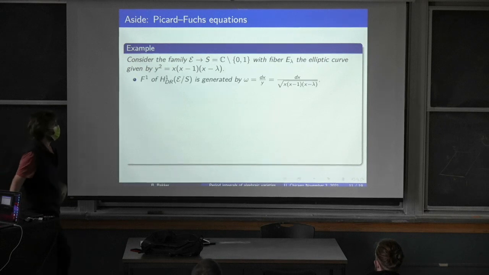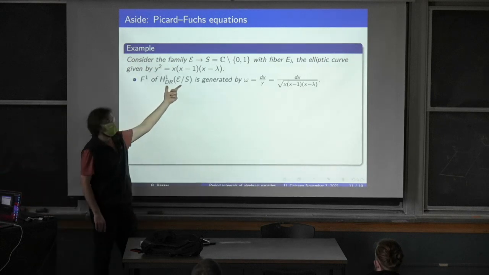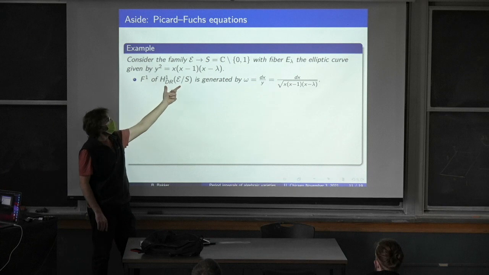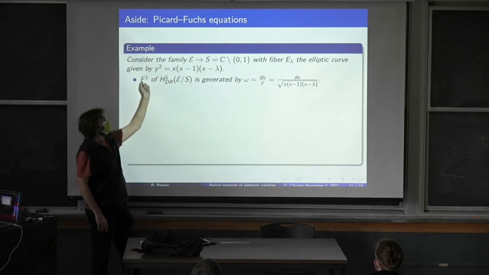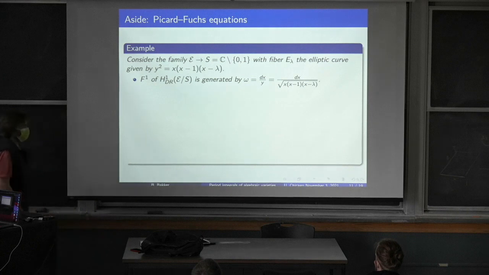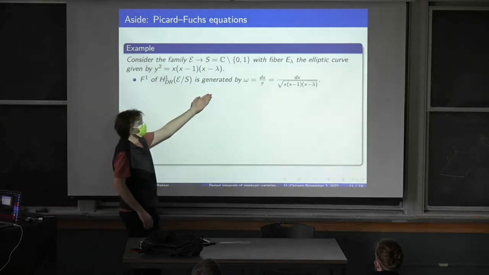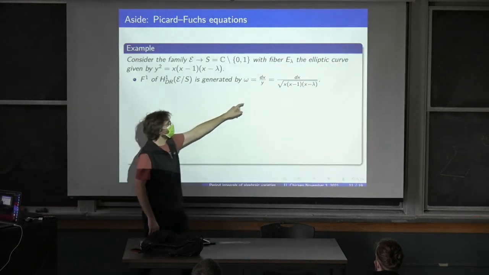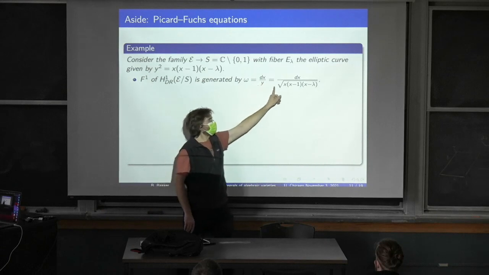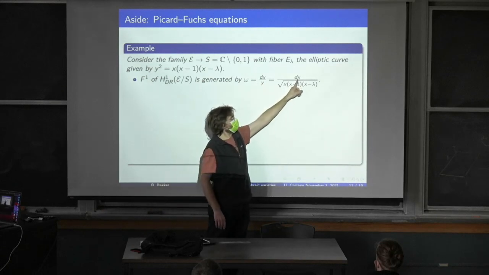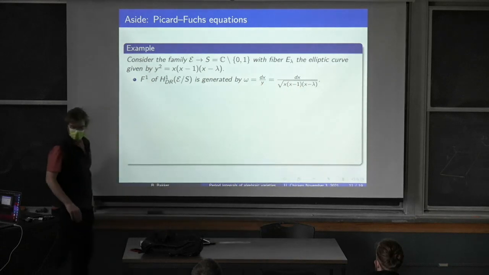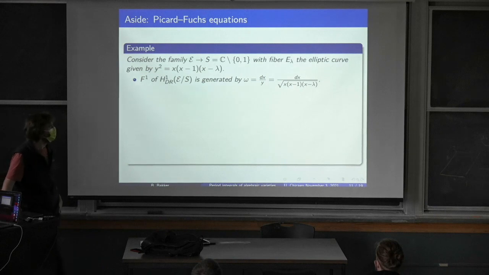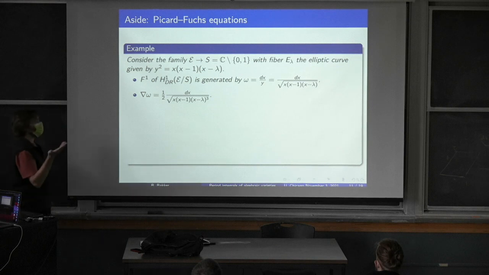Okay, now we've already seen that the de Rham cohomology in this relative setting can be interpreted in terms of meromorphic forms. And the F1 of it can be interpreted in terms of holomorphic forms. And we can write down a form which is holomorphic on every fiber, namely dx over y. Or perhaps classically, it's more easily recognized as dx over the square root of the product of those three numbers. Okay, so this gives us a class in the F1 part of H1 de Rham. We can apply this Gauss-Manin connection to it.